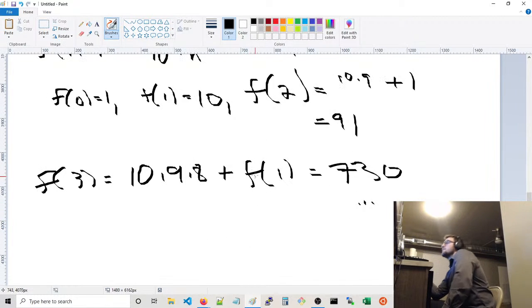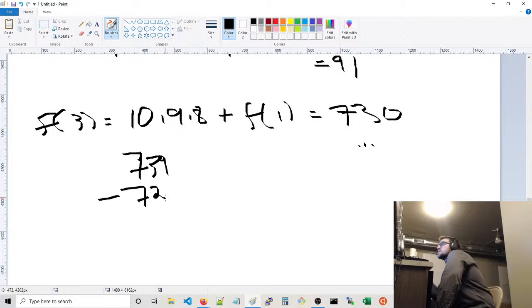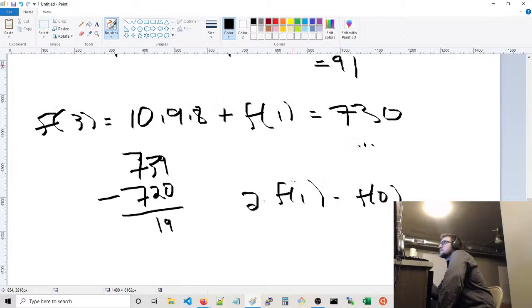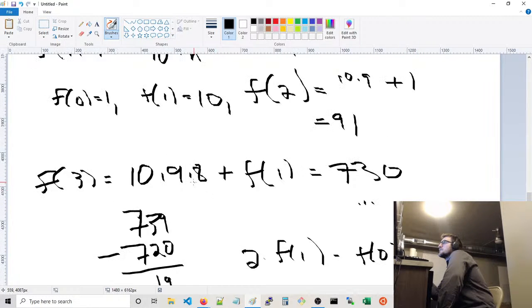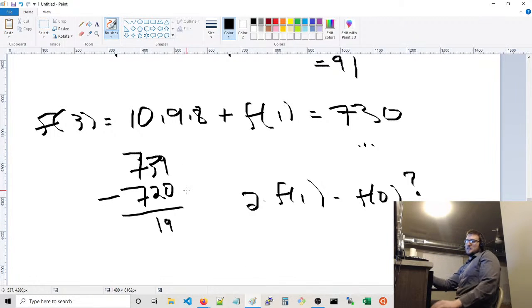In fact, that extra term happened to be, what's 739 minus 720? 19. It was 2 times f of 1 minus f of 0. That's kind of interesting. I'm not sure where that came from. But the 19 numbers that we didn't count would be 0, 0. Oh yeah, because we don't have any of the permutations of size 3 or 2 or 1, right?